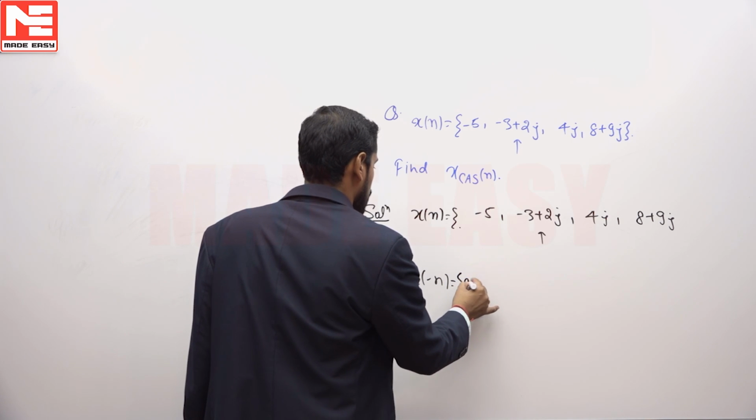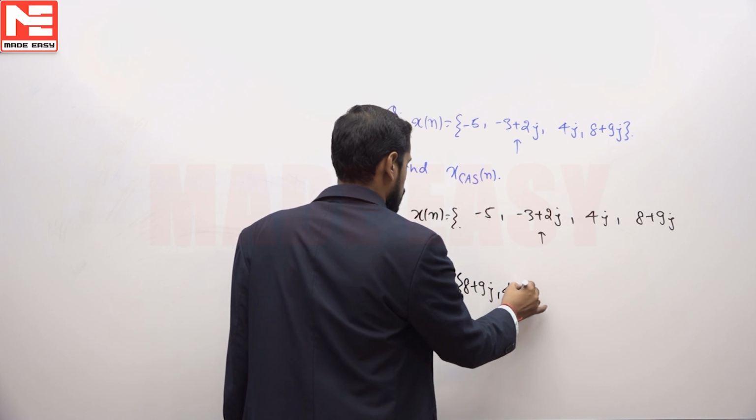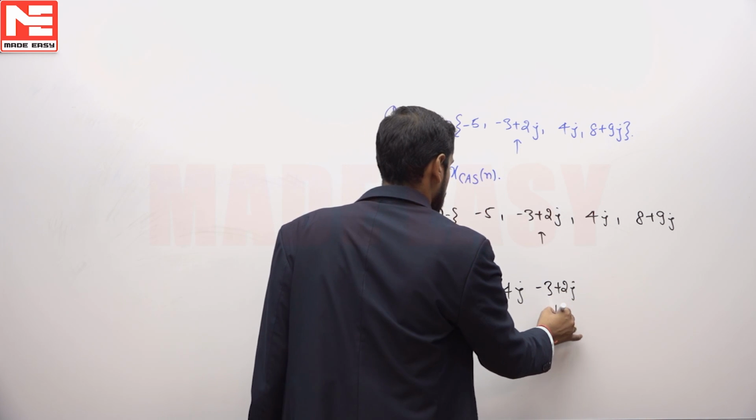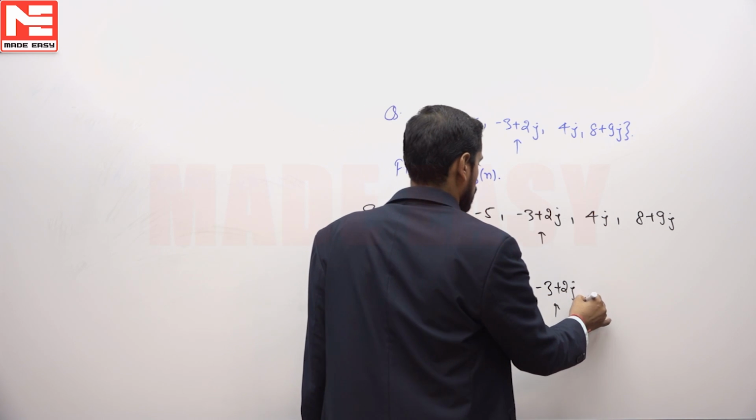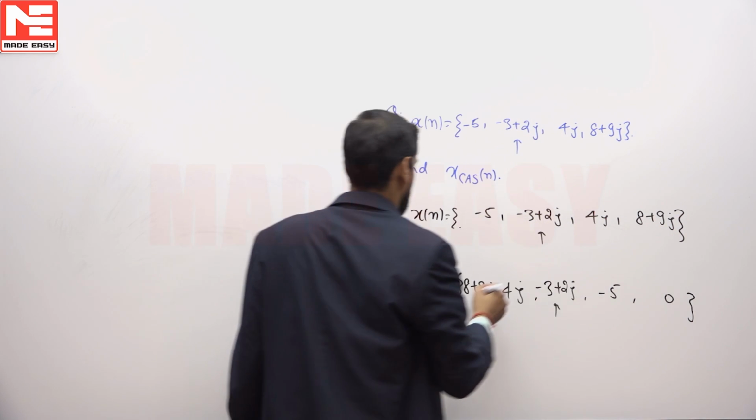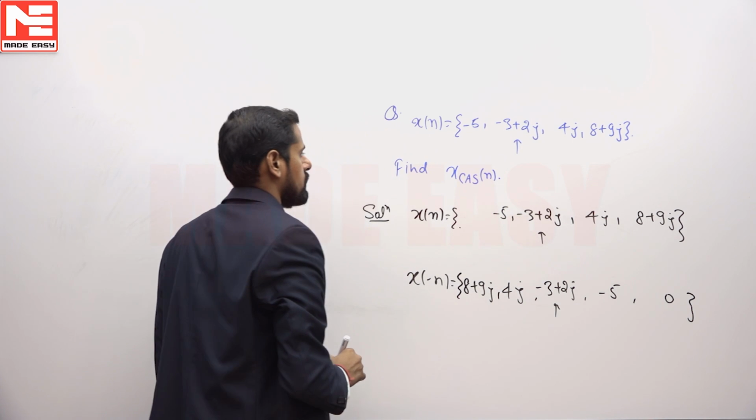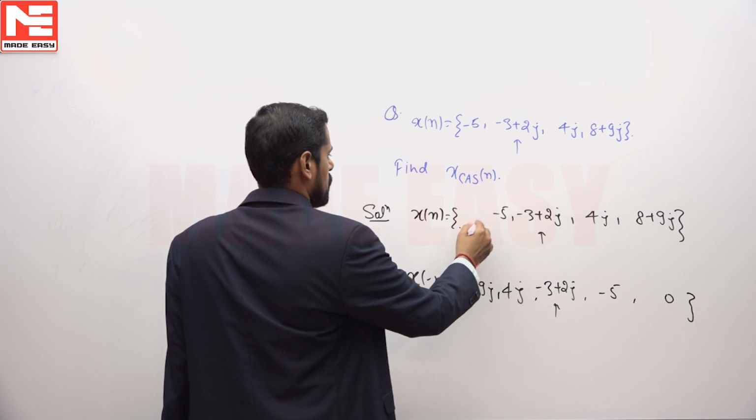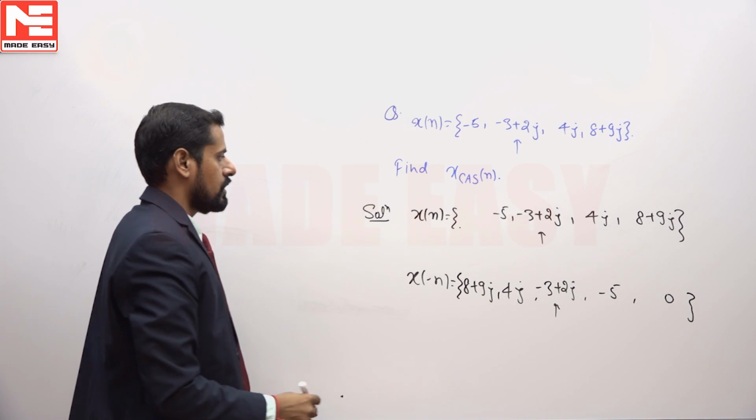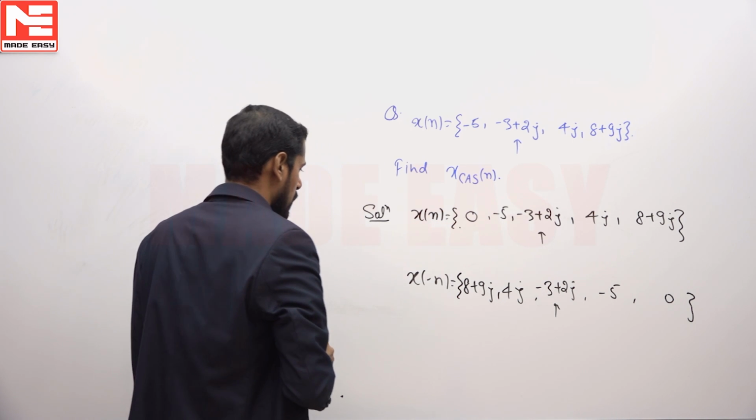So the first sample is 8 plus 9j, the next sample is 4j, the next sample is -3 plus 2j, and the last sample is -5. We can arrange these samples in this way, and outside this bracket, all the samples of signal x[n] are 0. So before the -5 sample the value is 0.